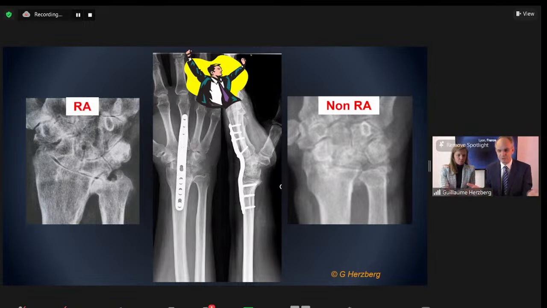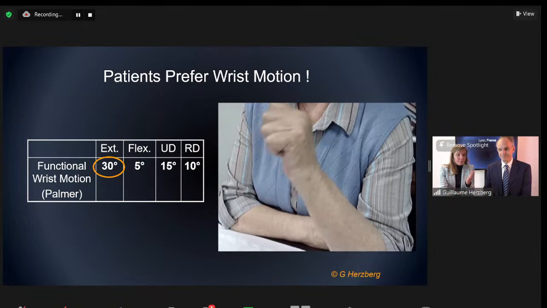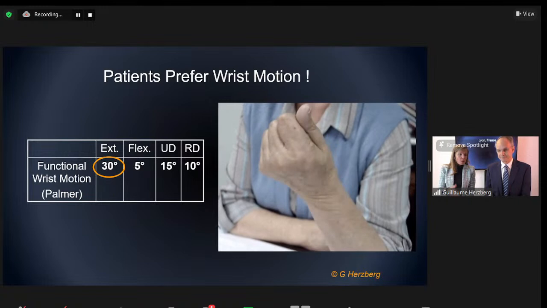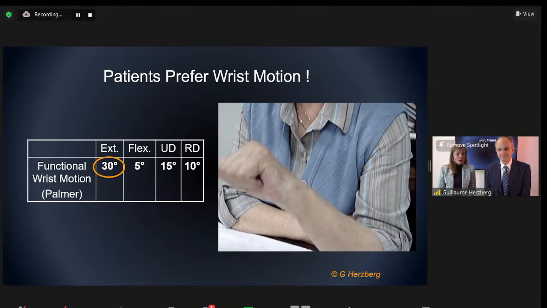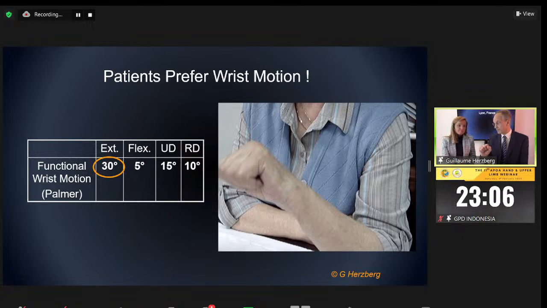Yes, of course, Guillaume, but we know that patients, and all of us actually, prefer wrist motion if we can. We know that there is a functional wrist motion from Palmer many years ago, and this is about 30 degrees of extension. Also, in some patients, especially in rheumatoid, they usually have both wrists affected. So what about both total wrist arthrodesis? So we need some motion. And it can really change your life if you have 30 degrees of wrist extension to facilitate making a fist.